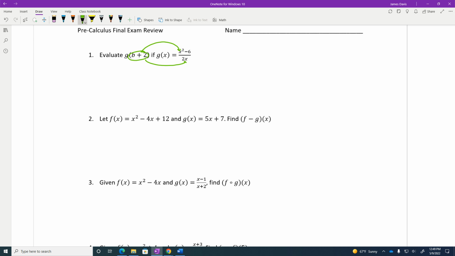So we're going to plug it in. Anytime we plug in something, we should put it in parentheses. So (b plus 2) squared minus 6 over 2 times (b plus 2). And we're going to want to simplify this some more.